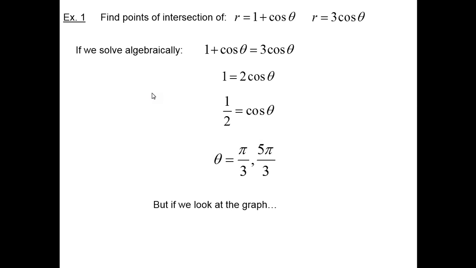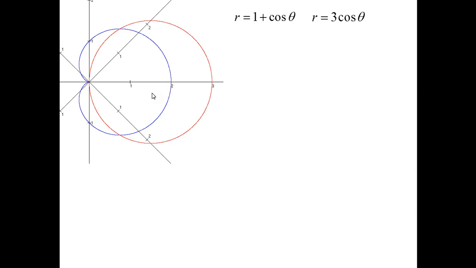And if we make a sketch of this, we've got a circle. 3 cosine theta is a circle, symmetric over the x-axis. And the other function is a cardioid. Take a look. You can see pi over 3 is in the first quadrant right here. That was the point of intersection for theta equals pi over 3. And the 5 pi over 3 is here. That was the other point of intersection.